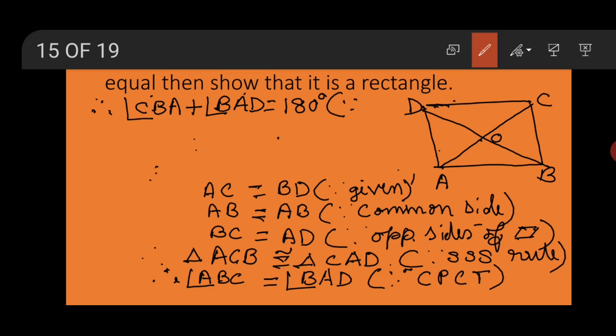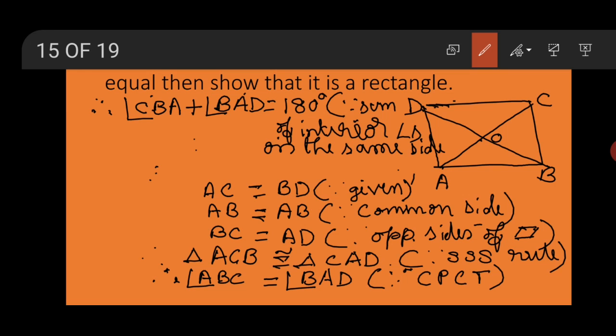Write down, therefore sum of interior angles. Reason: sum of interior angles on the same side of the transversal. So these two angles measure 180 degrees, right?